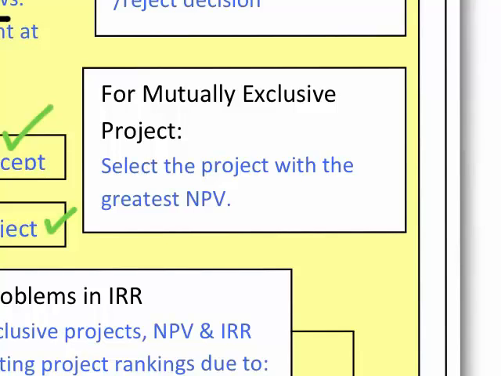Select the project with the greatest NPV and not the greatest IRR. That is incorrect. And I understand you would like to know more about it. We will. It's a very interesting discussion. We'll do that in corporate finance.